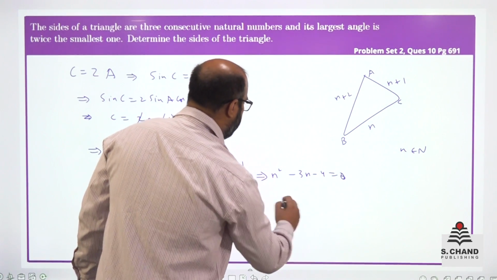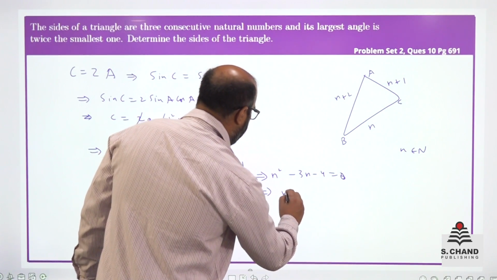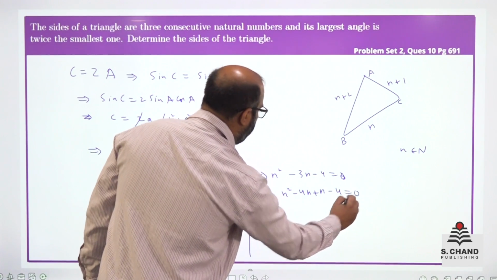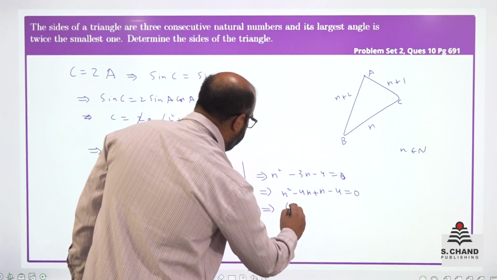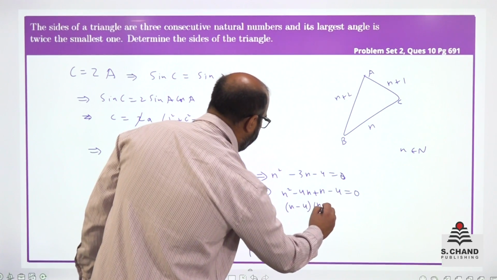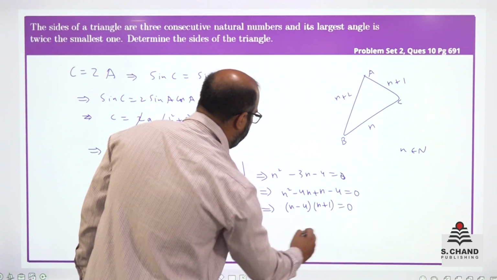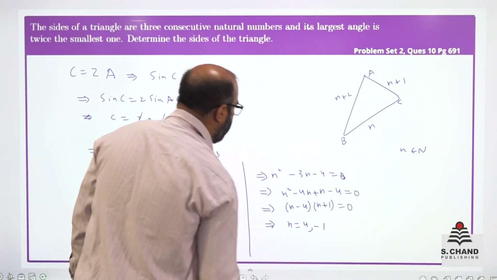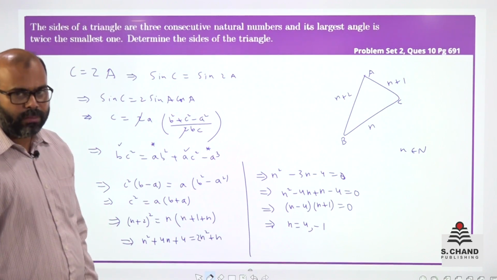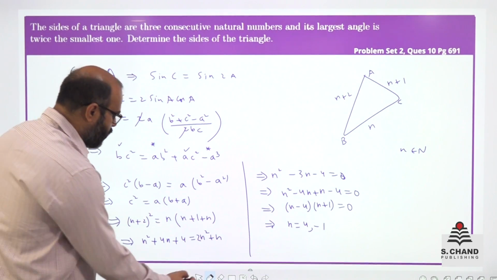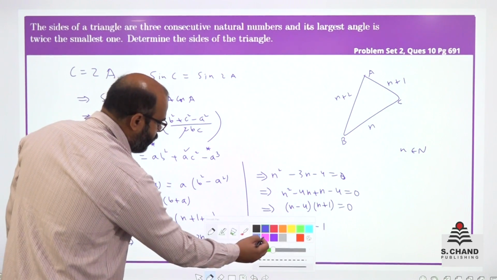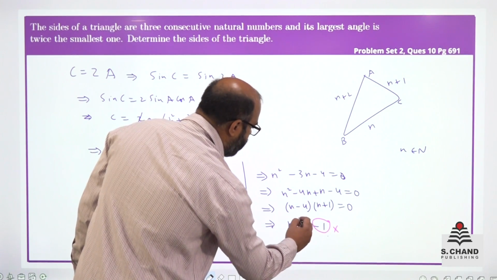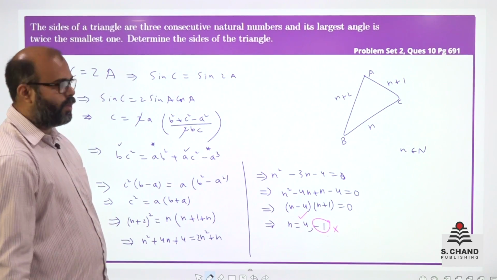This will become n square minus 4n plus n minus 4 equal to 0. This will give you n minus 4 into n plus 1 is equal to 0, which will give you n is equal to 4, minus 1. Now since n is a natural number, you can't take minus 1. So the value minus 1 you won't accept. The value n is equal to 4 is acceptable.